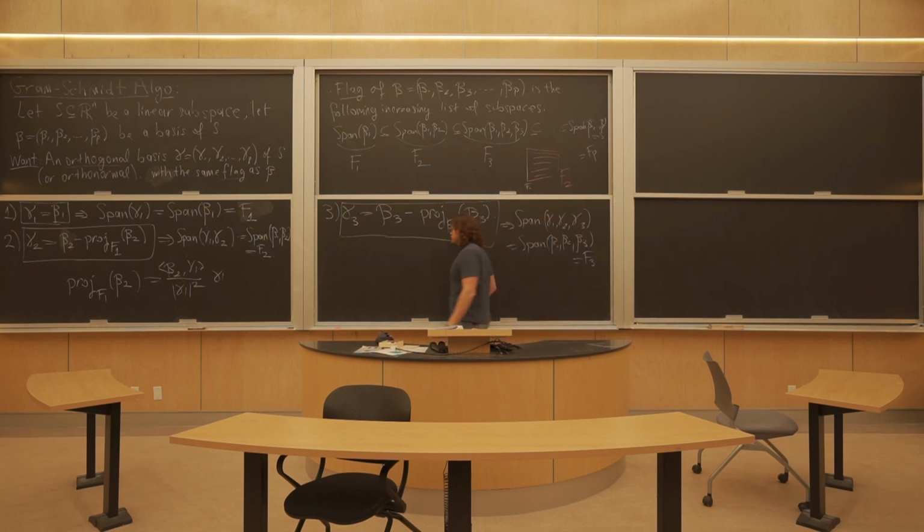And what was the formula for this? It reads like so: beta 3 against gamma 1 divided by gamma 1 norm squared times gamma 1, plus beta 3 against gamma 2 divided by gamma 2 norm squared times gamma 2. Certainly this is in the span of gamma 1 and gamma 2. So you keep going like this.